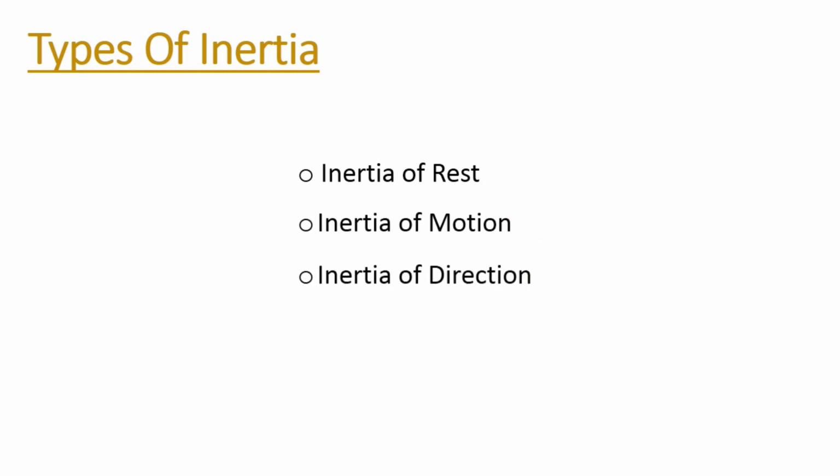Now one by one we will study the different types of inertia. There are three different types of inertia. One is inertia of rest, second is inertia of motion, and third is inertia of direction. I will explain you one by one all these, and I will take applications of these also. So first of all, I will explain what is inertia of rest.